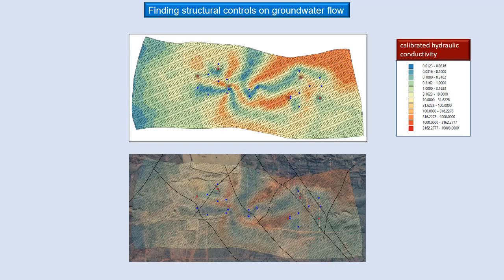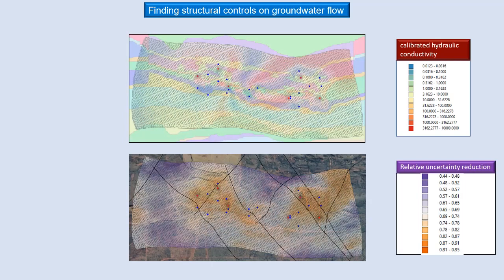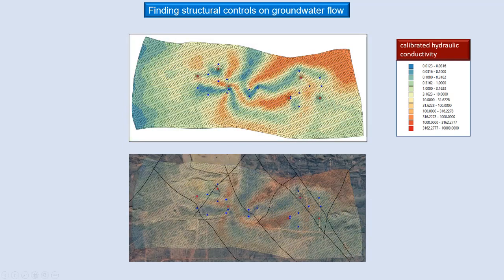So here's the hydraulic conductivity field that emerged from history matching. Now I've overlain it on a satellite image here. These lines here are structural features that may or may not exist in the area. You can see that geological map underneath, and here I've done linear uncertainty analysis. The brown indicates where uncertainty reduction was the most. So we can see that some of this pattern coincides with the geology. Some of this pattern coincides with structural features.